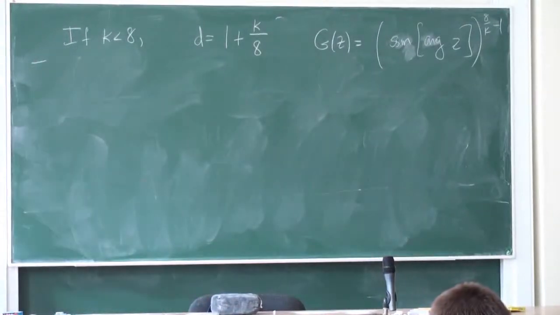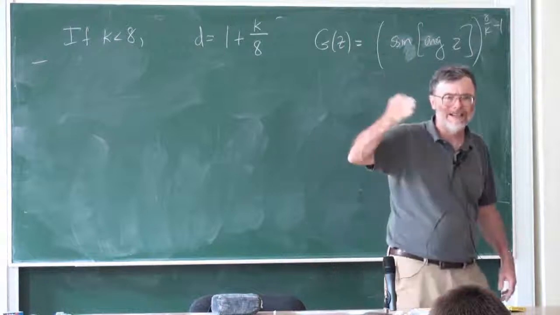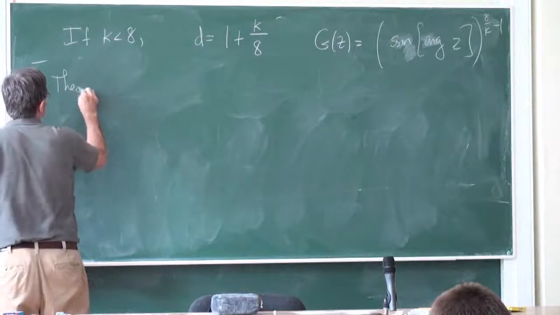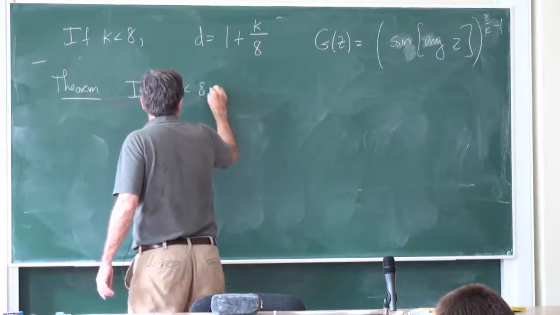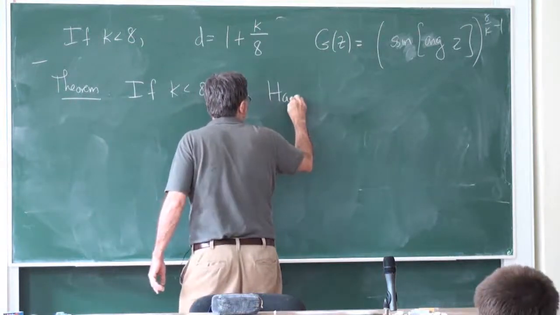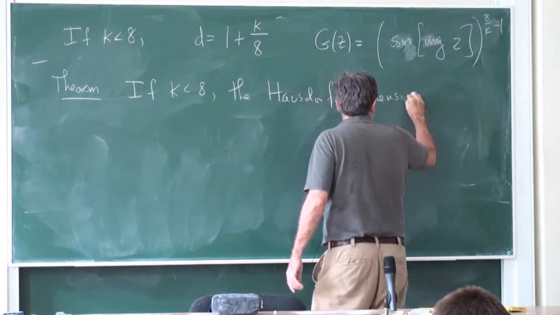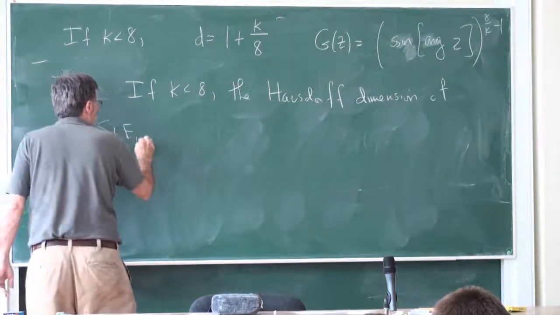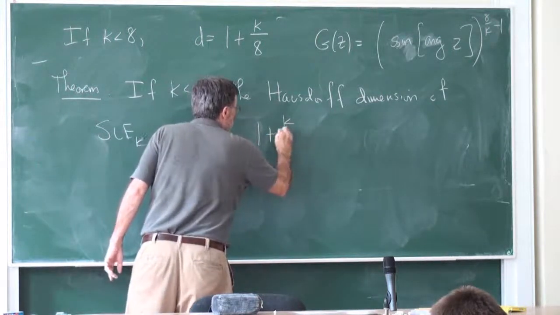And as it turns out, what we've done is actually compute the dimension of the path. Now it takes more work to do Hausdorff dimension. Vincent Beffara is the first one who actually did this two-point estimate to get it. So I'll just write this as a theorem. If kappa is less than 8, the Hausdorff dimension of SLE kappa paths is 1 plus kappa over 8.